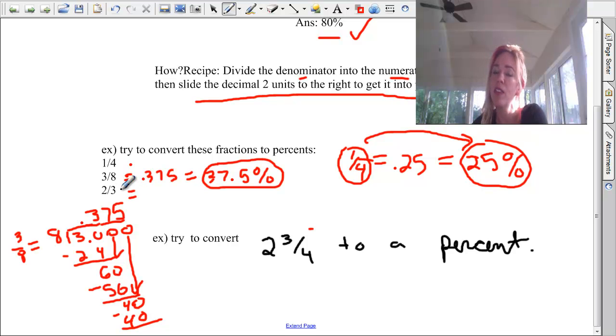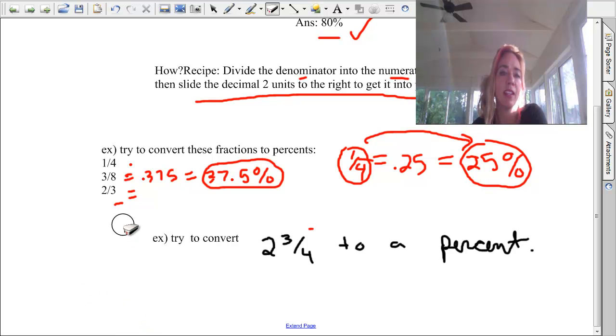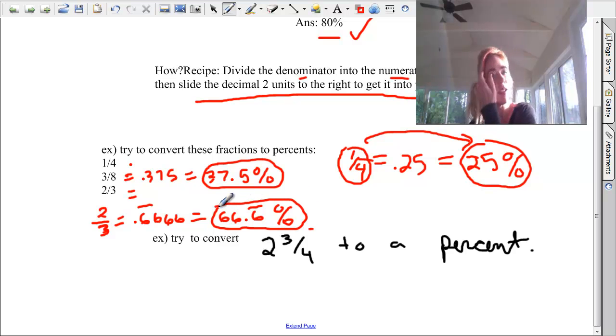2 out of 3, I always think, that's a majority. So it should work when we try the division. Now that we did that division, you can hit pause and see if you can beat me to the punch. But I can tell you that when you perform that division, you're going to arrive at 2 out of 3 is 0.6 repeating. So like 0.666, right? And if you slide the decimal 2 to the right, you're going to have 66.6 repeating percent. So really close to 67% rounded. So that's a majority.